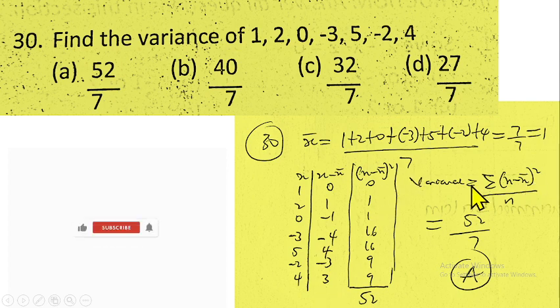Then we have to find the square of these deviations. So 0 squared is 0, 1 squared is 1, minus 1 squared is 1, minus 4 squared is 16, 4 squared is 16, minus 3 squared is 9, 3 squared is 9. Then you have to sum it together. If you sum it, that gives us 52. Therefore, that will give us 52 over n, which is 7. So option A is the correct option for question number 30.